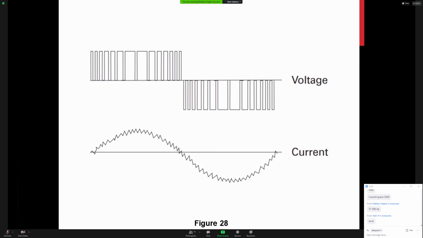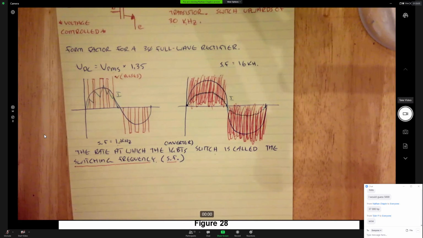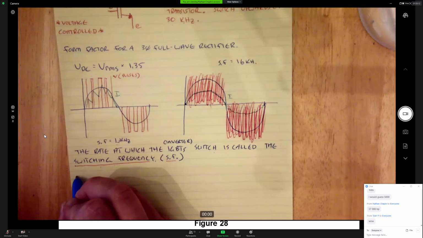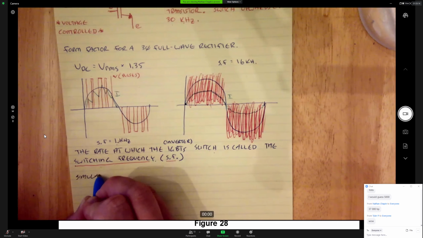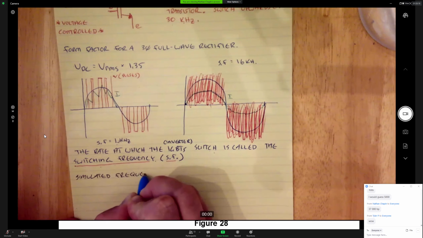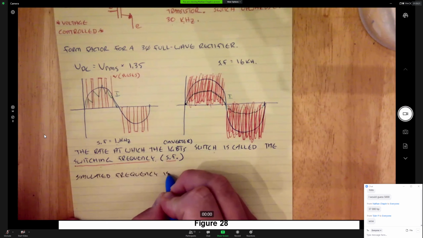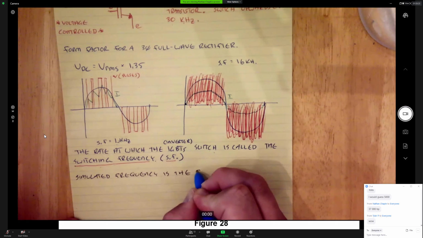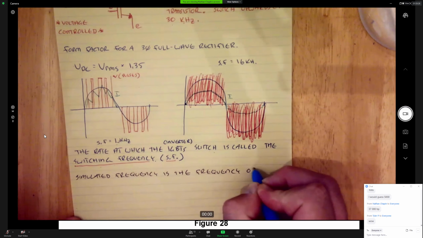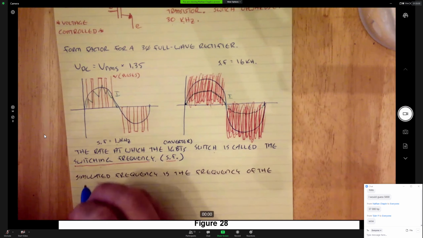The switching frequency is different than, so we've talked about switching frequency. Now let's talk about simulated frequency. Simulated frequency is the frequency of the output waveform.